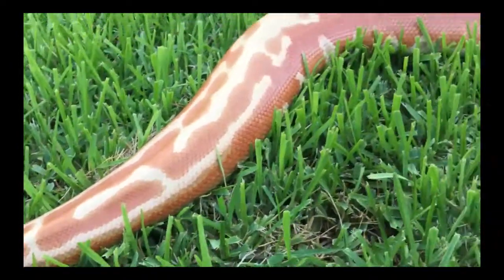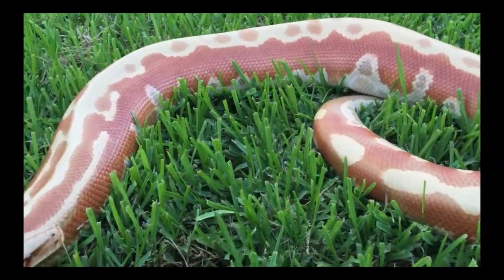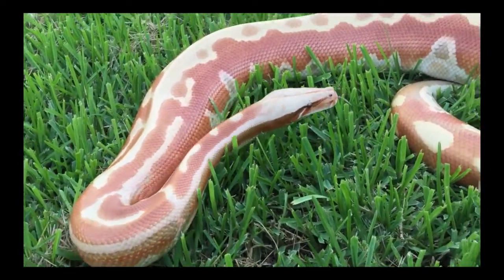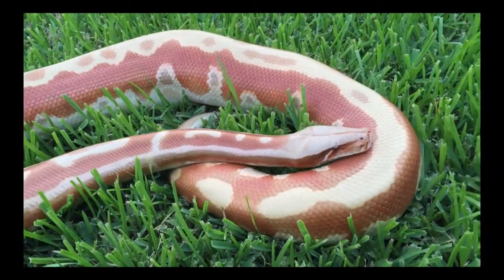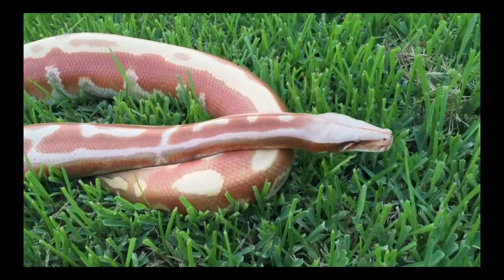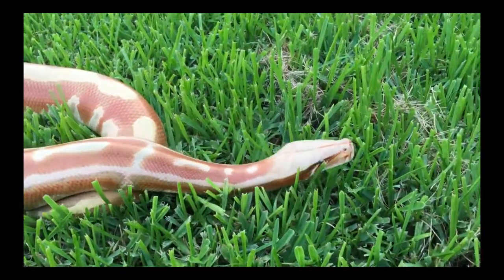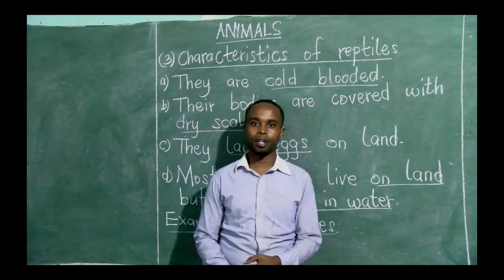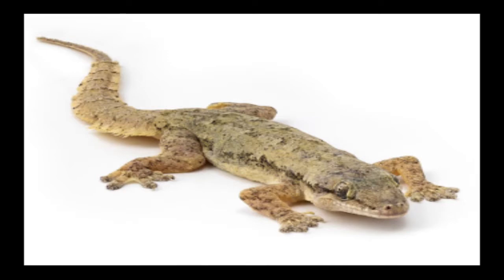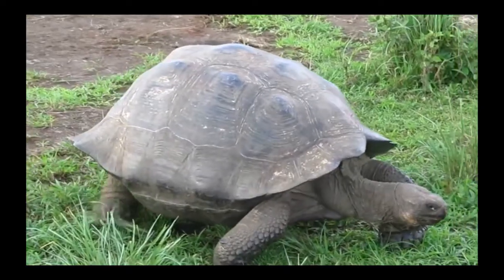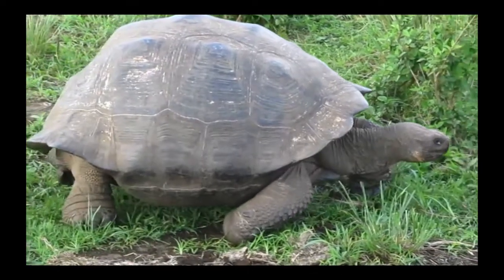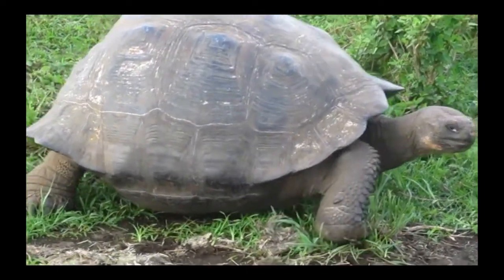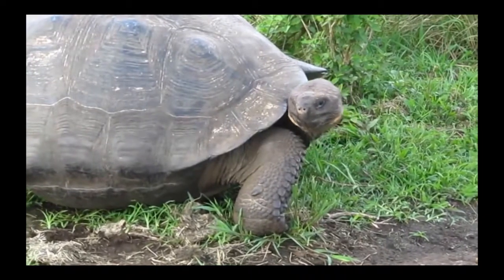You have a snake. A snake moves by slithering. We say that a snake slithers. We have another reptile called a gecko. Then I know you know the name of this one. This is another example of a reptile. Yes, it is a tortoise.